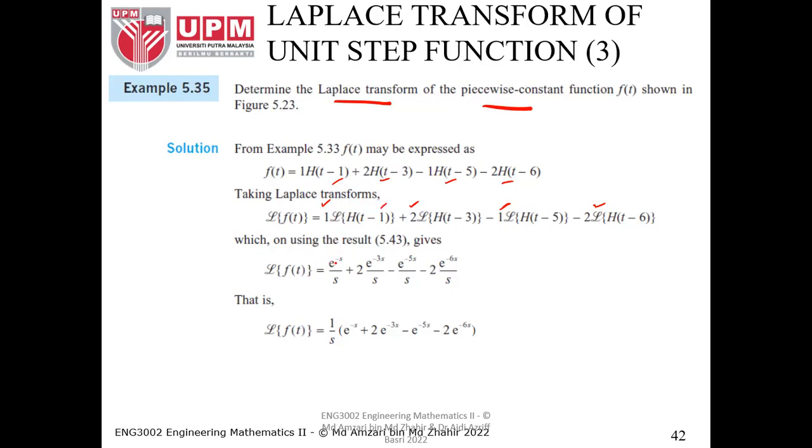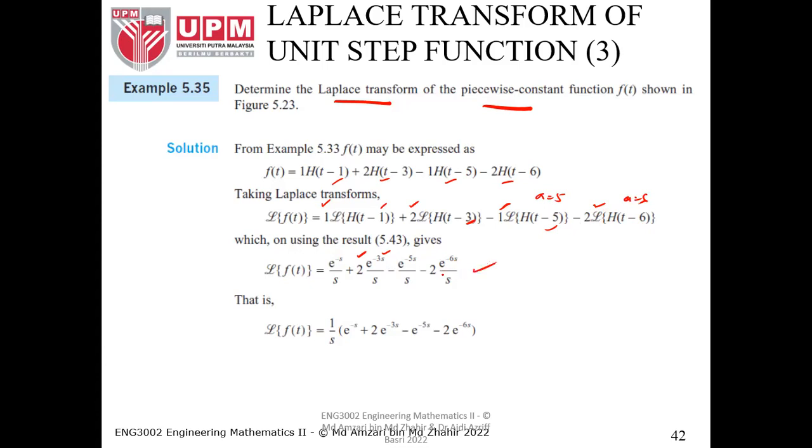So that's why negative exponent negative s over s, plus the second one is the constant 2, Laplace. The second function, the h function. We know h minus 3 is exponent negative 3s, your a is 3. So it becomes 3s divided by s, minus 1 is the constant, then Laplace of this one will be exponent negative 5s divided by s because your a equals 5. Then the last one, minus 2 exponent, your a equals 6, so it becomes negative 6s over s.